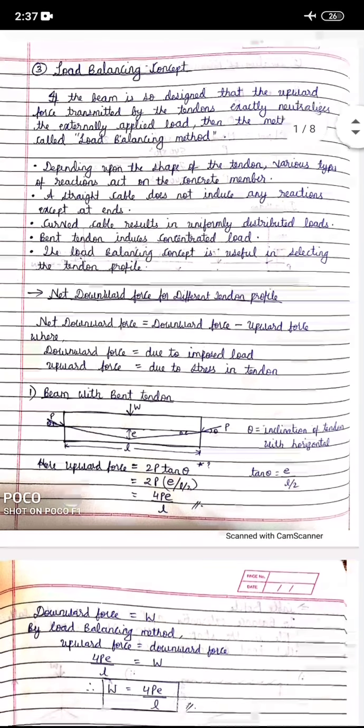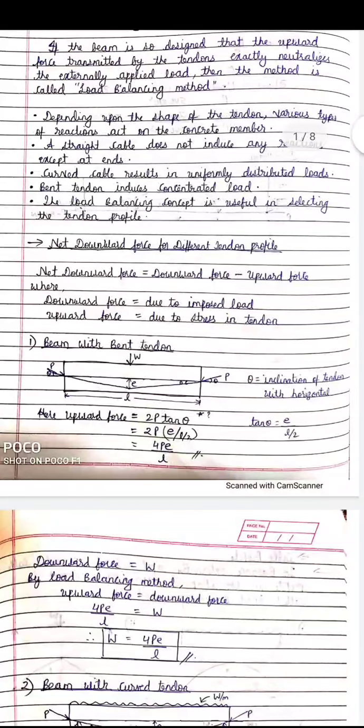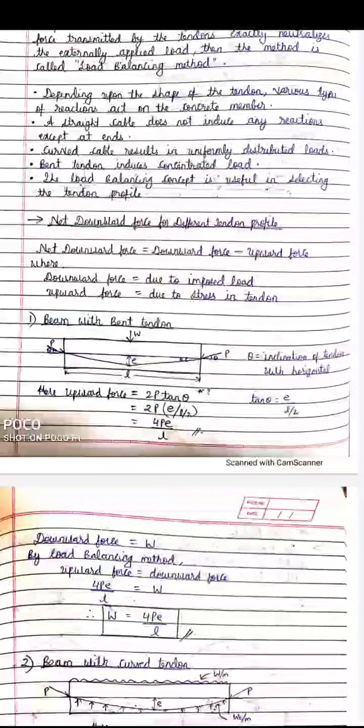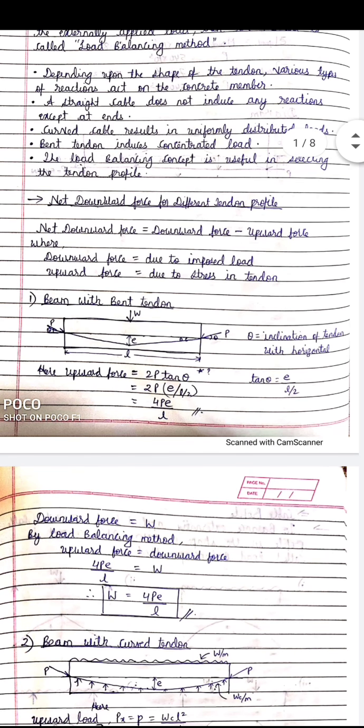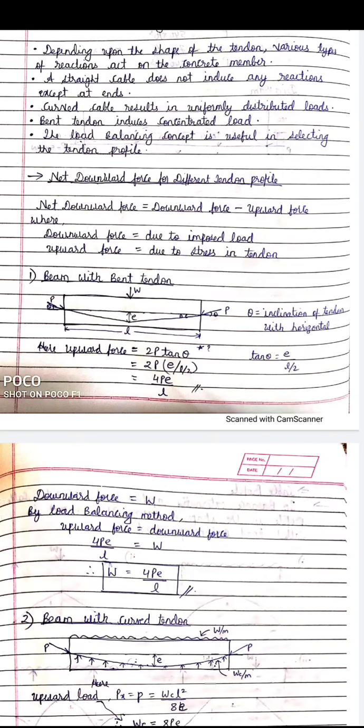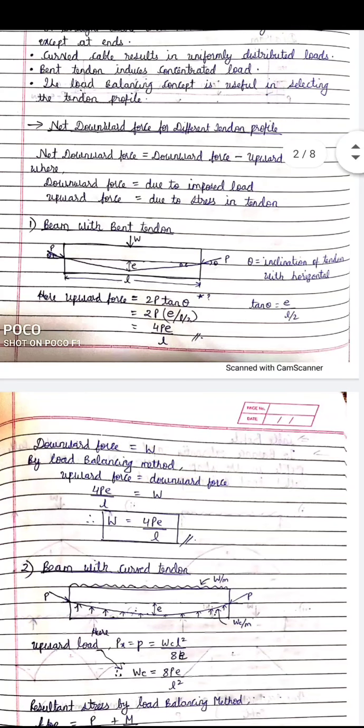Let us see the first, that is beam with the bent tendon. This is a longitudinal section of a beam in which you can see a bent tendon with eccentricity E at the center and pre-stressing force P, and theta is the inclination of the tendon with the horizontal, and the span is L. So here upward force is given by 2P into tan theta, and tan theta, as you can see I have mentioned, is E upon L by 2. So tan theta is opposite upon adjacent. So upward force is given by 4PE by L, and the downward force is W.